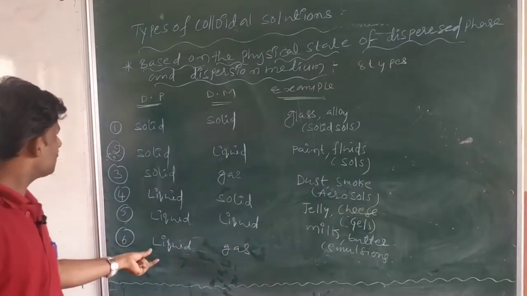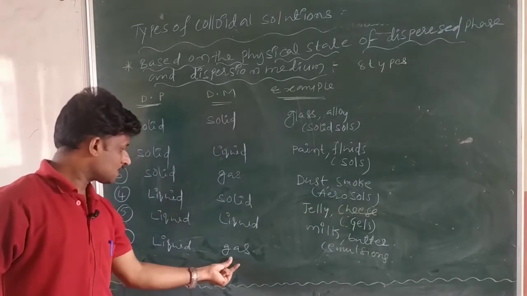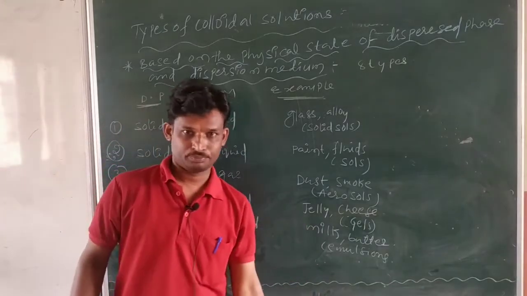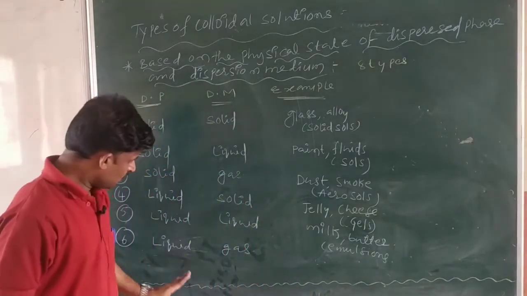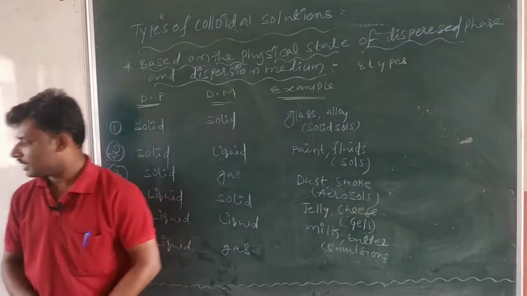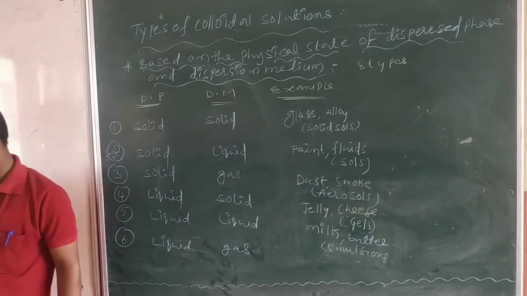Okay, dispersed phase is liquid. Dispersion medium is gas. In a gas, what are we going to do, sir? Liquid molecules spread out, or liquid particles are distributed in the gas. So these are the examples. Example of liquid in gas.